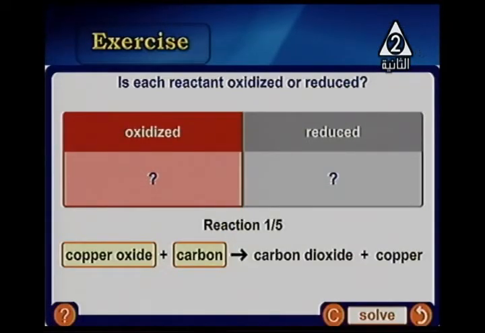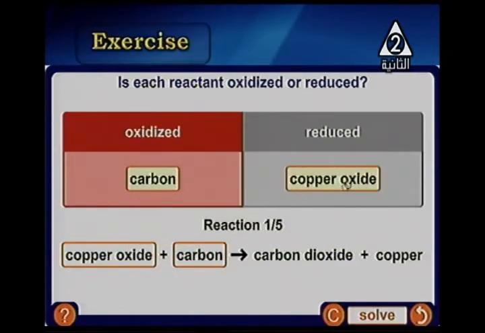After that, we have another exercise. Here we have oxidized and reduced. The basics of this part are very important for you. So here we have copper oxide and carbon. The carbon changes into carbon dioxide. So is it oxidized or reduced? The carbon here is oxidized. After that, we have the copper oxide. It's reduced. Why? Because copper oxide is a chemical compound that loses oxygen here, changing from copper oxide to copper.